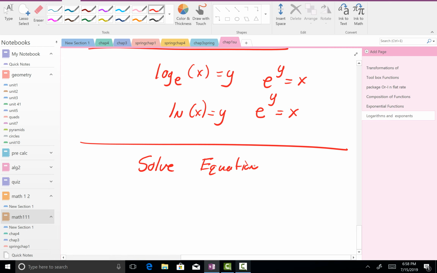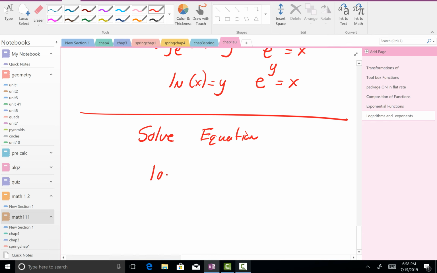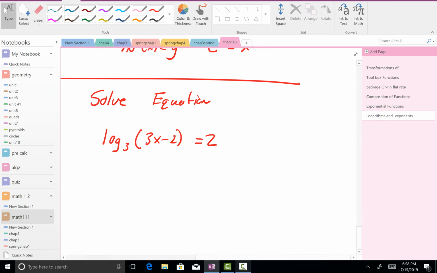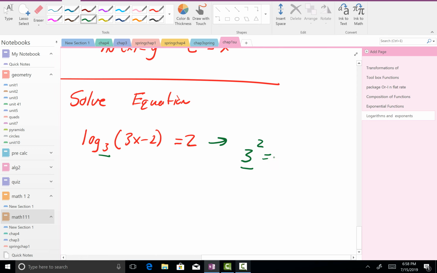Solving the equation here, they give us some problems. So let's do this. Log base 3 of 3x minus 2 is equal to 2. We're going to solve this equation and figure out what x is. Again, we're going to use the definition because that's the key. So here's my base, and the output becomes the input, and that's going to go there.